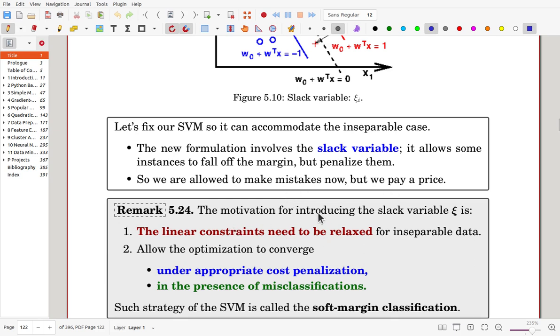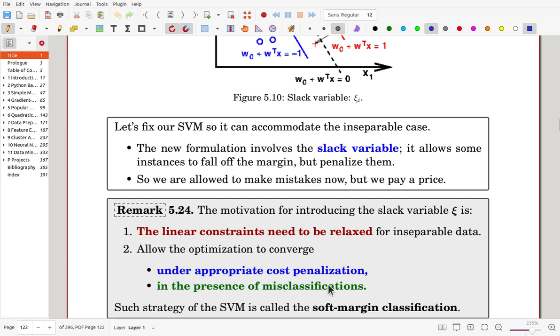The motivation for introducing the slack variable psi is here. First of all, the linear constraints need to be relaxed for inseparable data. Secondly, we allow the optimization to converge on the appropriate cost penalization, although some points are misclassified. Such a strategy of the support vector machine is called soft margin classification.